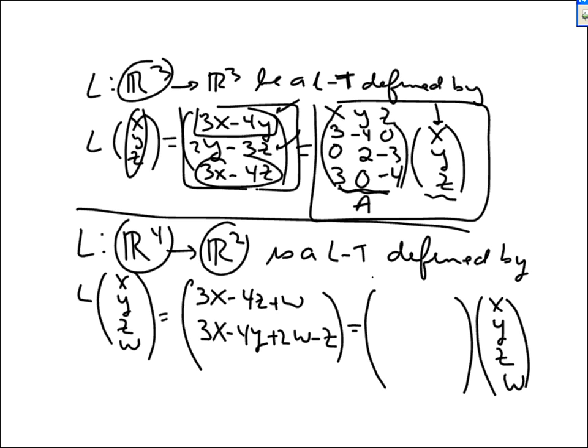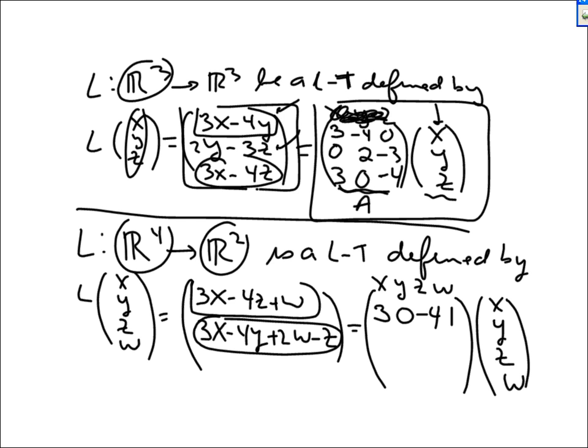Whether you write x, y, z, w up here is up to you, but you need to think it. In the end, you really should erase it. The first row has 3 x's, no y's, negative 4 z's, and 1 w. The second row has 3 x's, negative 4 y's, negative 1 z, and 2 w's. I found my matrix A. It's done.